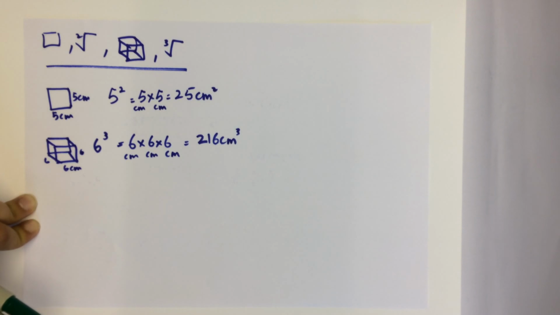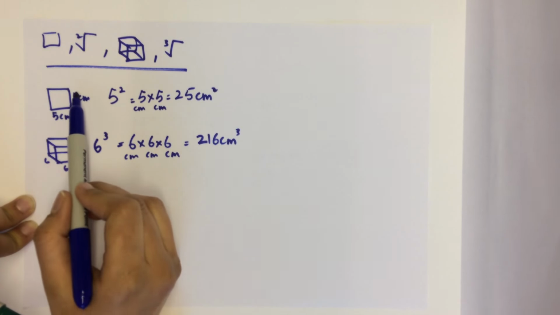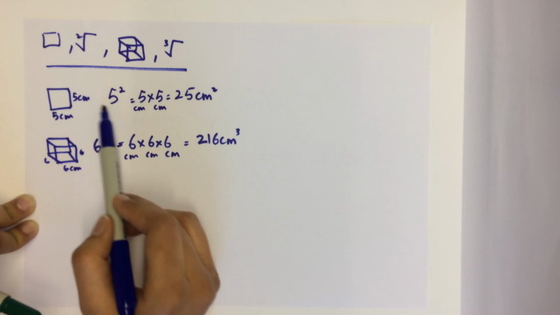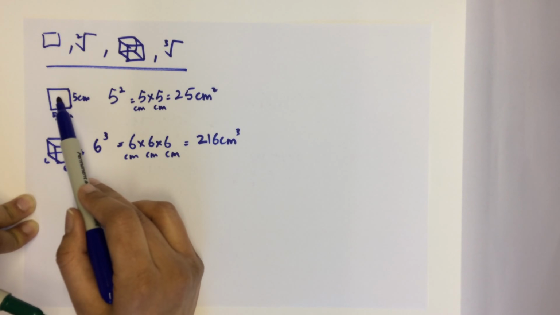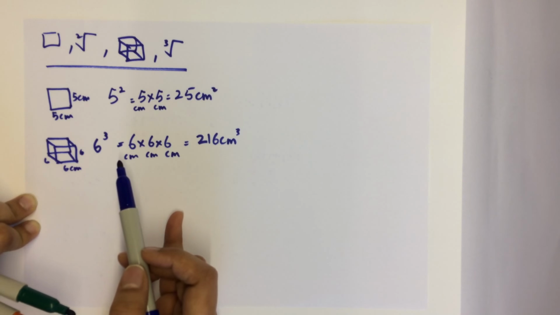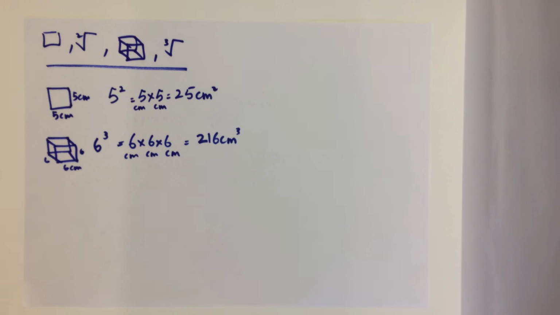Now we do know that in a square all sides are equal, in a cube all sides are equal, right? So I won't go into detail there. That we'll talk about in one of the other videos when we talk about areas and perimeters and volumes. So here, this 5 square represents that we're talking about the area of the square. Similarly, 6 cube means the volume of this cube having side 6.